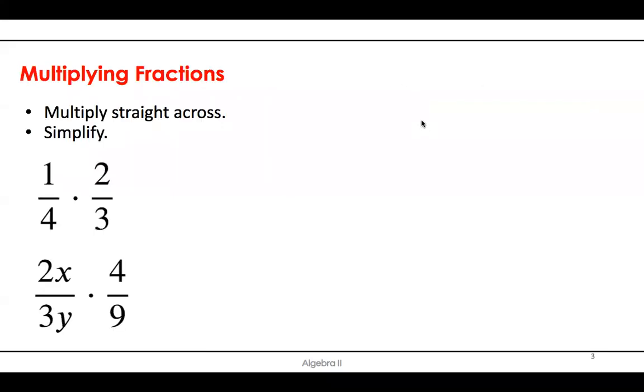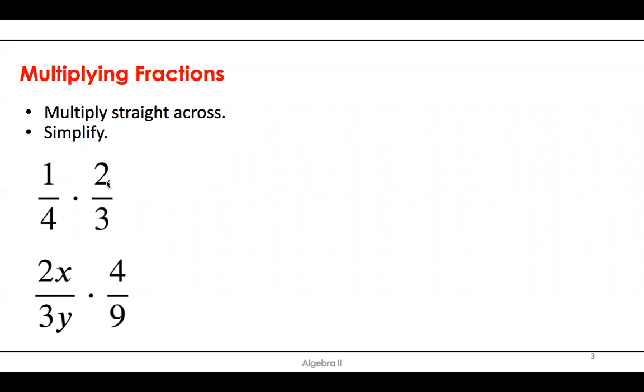So we're going to start off with multiplying fractions because multiplying fractions is the easiest of the four: addition, subtraction, multiplication, and division. Give you a second to write this down, write down the steps, and then we will review. So for multiplying fractions, all we need to do is multiply straight across, and then simplify. So let's look at the first one.